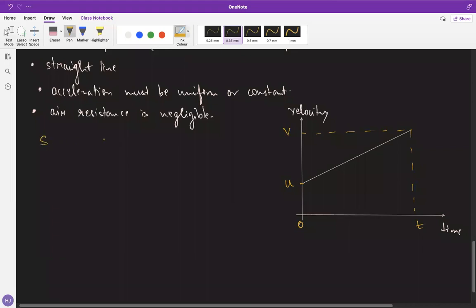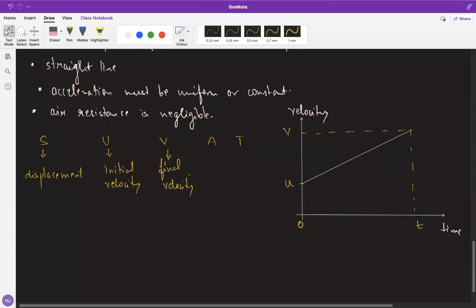So why is it called SUVAT? First let's just write the meaning of it, so it's easier to understand the purpose. S is going to represent displacement. U is going to represent initial velocity. V will represent final velocity.